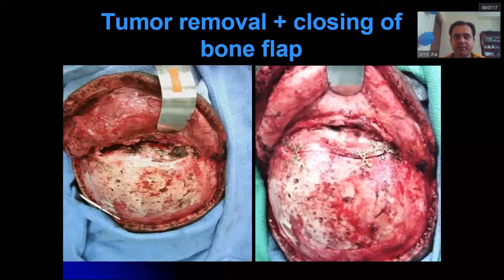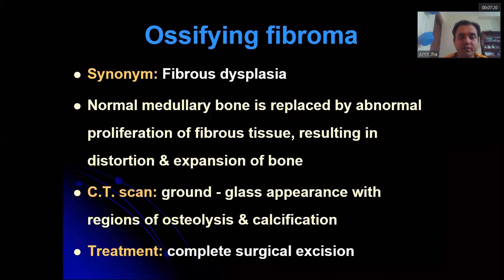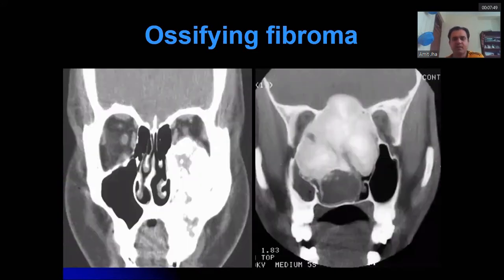So ossifying fibroma. It is also known as fibrous dysplasia. Sometimes this can be asked in your MCQ. Normal medullary bone is replaced by abnormal proliferation of fibrous tissue, resulting in distortion and expansion of bone. In CT, there is a ground glass appearance with regions of osteolysis and calcification. Treatment is by complete surgical excision. So whenever there is a tumor, we mostly need to remove it surgically. So look how it appears, ossifying fibroma.